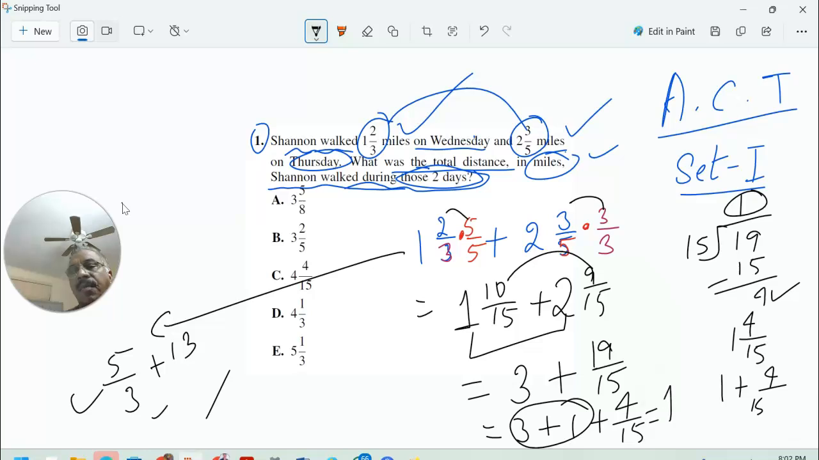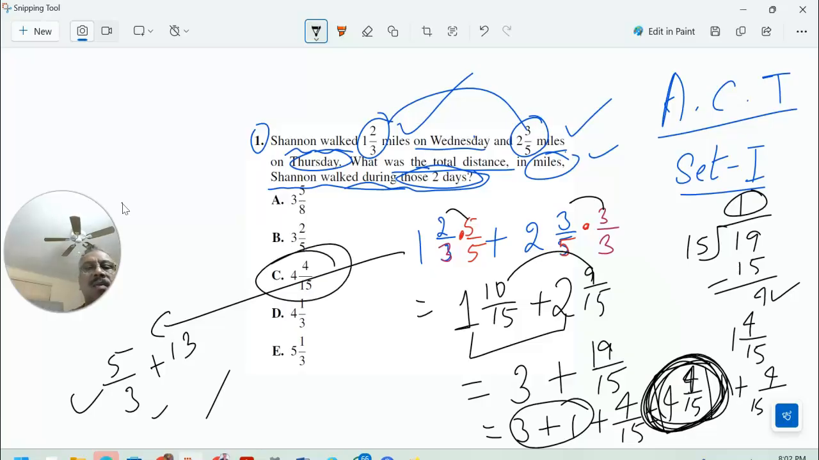It's going to be 4 plus 4/15, so it becomes 4 this way. So 4 and 4/15. That's all it means. So what this basically means is it is 4, and in addition another fraction 4/15. So your answer is C.